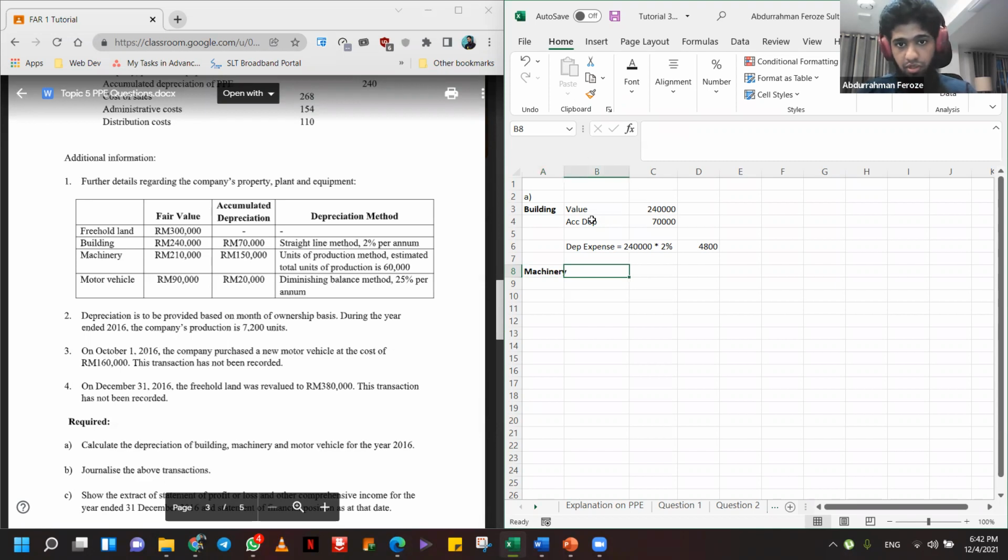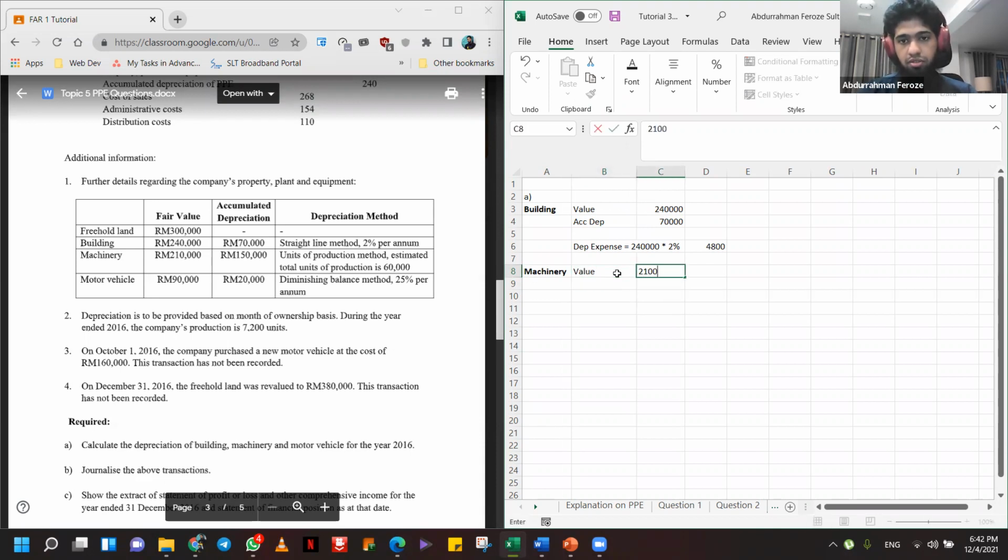Machinery is a units of production method, right? So for units of production method, we need to have the depreciation per unit, right? Let's look at the value first. The value is 210,000, and the accumulated depreciation is 150,000. Now we have to get the depreciation per unit, and then only we can get the depreciation expense for the year 2016. So the depreciation per unit, what should it be? How do we get the depreciation per unit? We went over this in the last question.